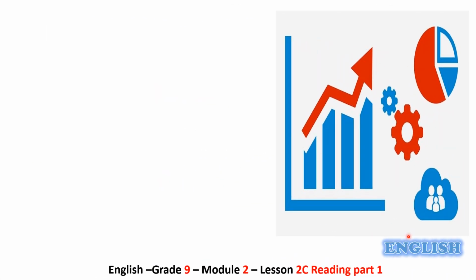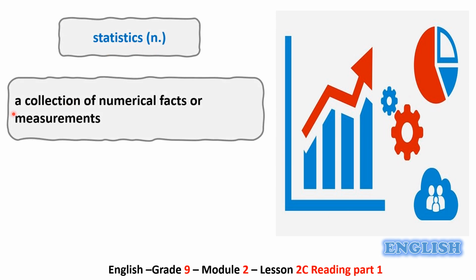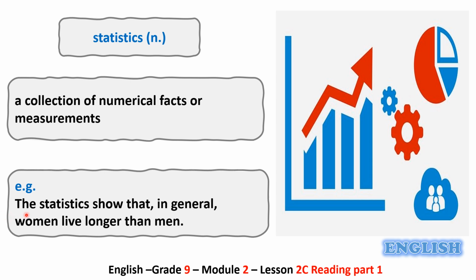The third picture, what is this? It is statistics. It's a noun. Statistics is a collection of numerical facts or measurements. The statistics show that, in general, women live longer than men.